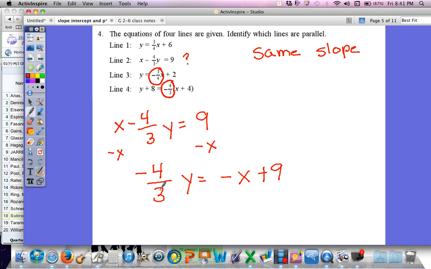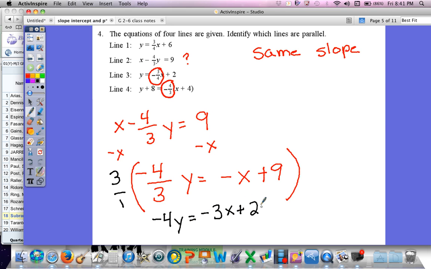I really do not like this fraction here. I don't want to start dividing by the reciprocal. So I'm going to clear the fraction. Hopefully you remember this trick. Now multiply everything by 3. 3 times negative 4 is negative 12, divided by 3 is negative 4y. 3 times, this would basically be like a negative 1, negative 3x. And 3 times 9 is 27.